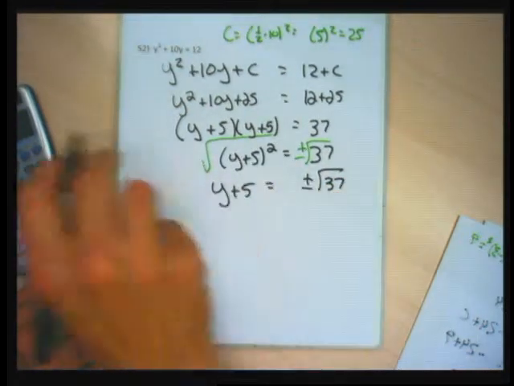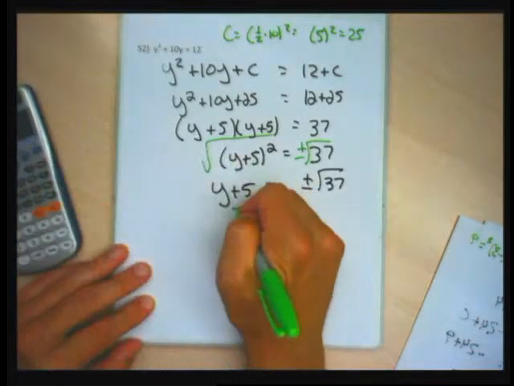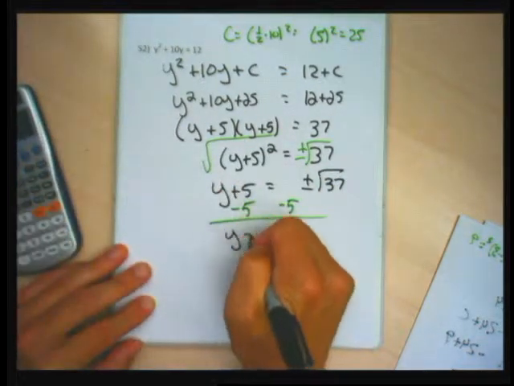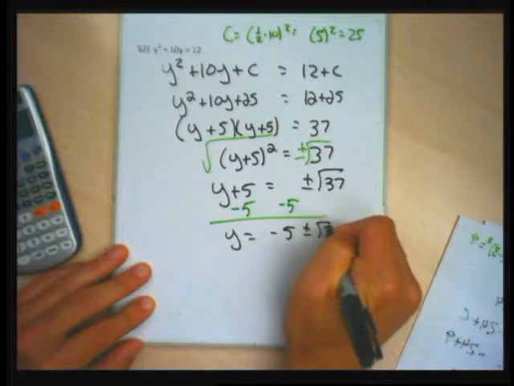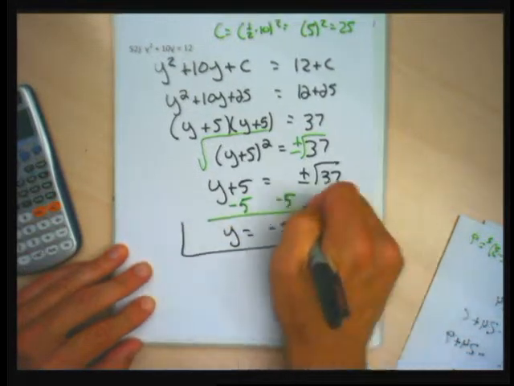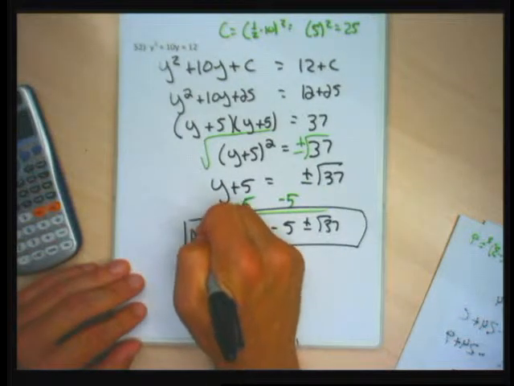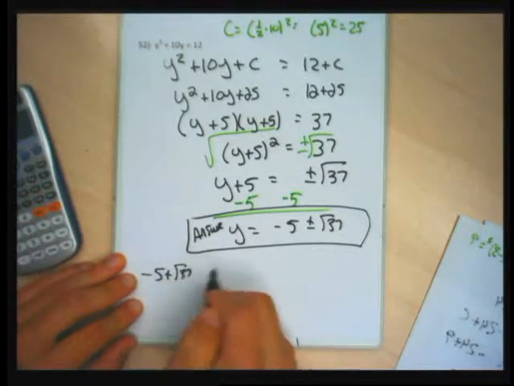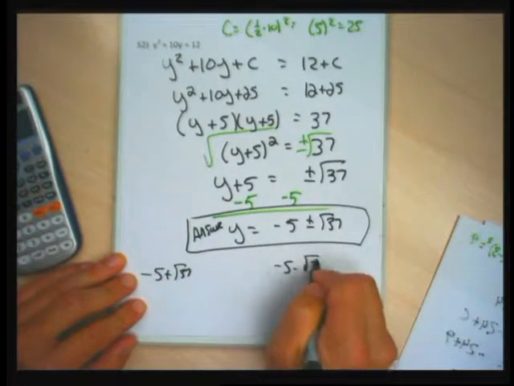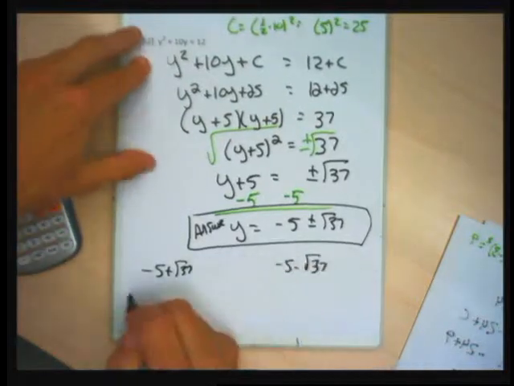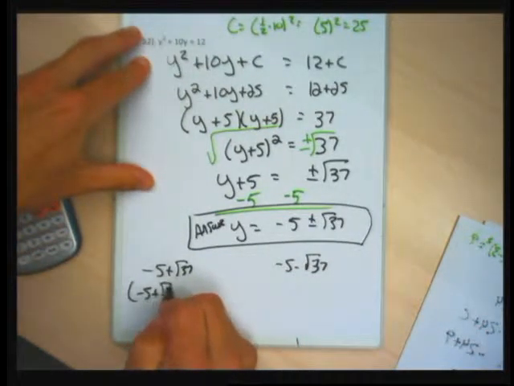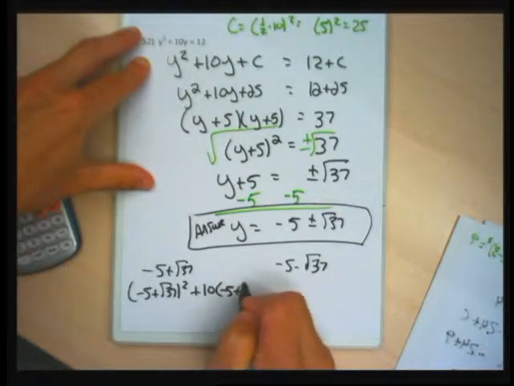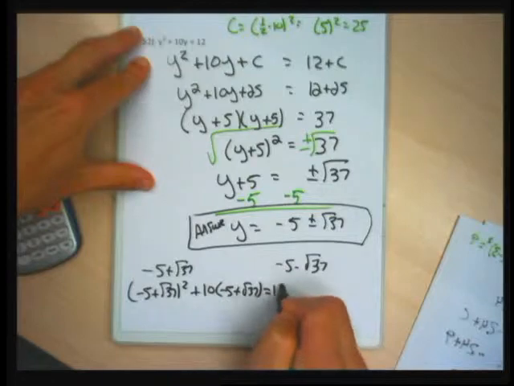You can try that in your calculator. It won't reduce because 37 is a prime number. And then minus 5 gives me y equals minus 5 plus or minus the square root of 37. That would be the best answer if they check. So I'm going to check negative 5 plus the square root of 37 for y, and negative 5 minus the square root of 37, by going negative 5 plus the square root of 37 squared plus 10 times negative 5 plus the square root of 37, and see if that equals 12.